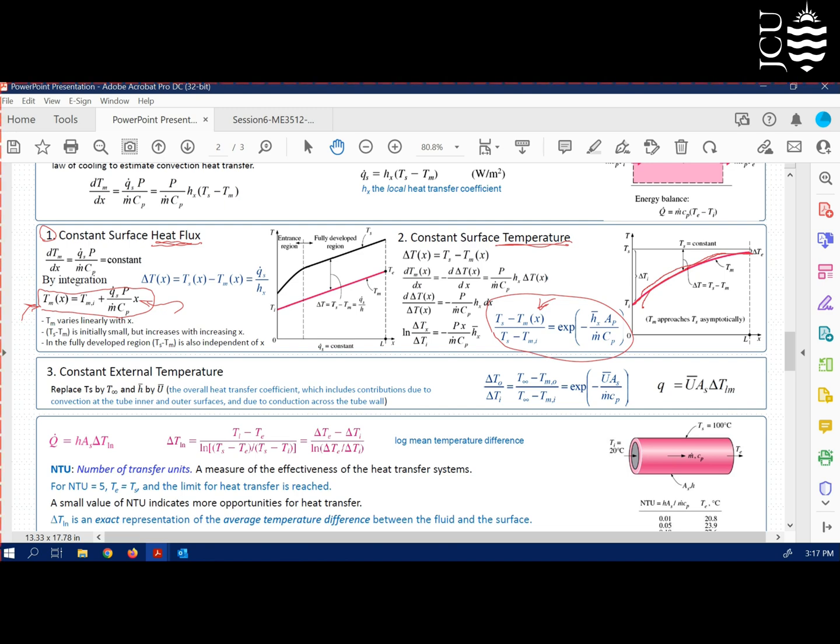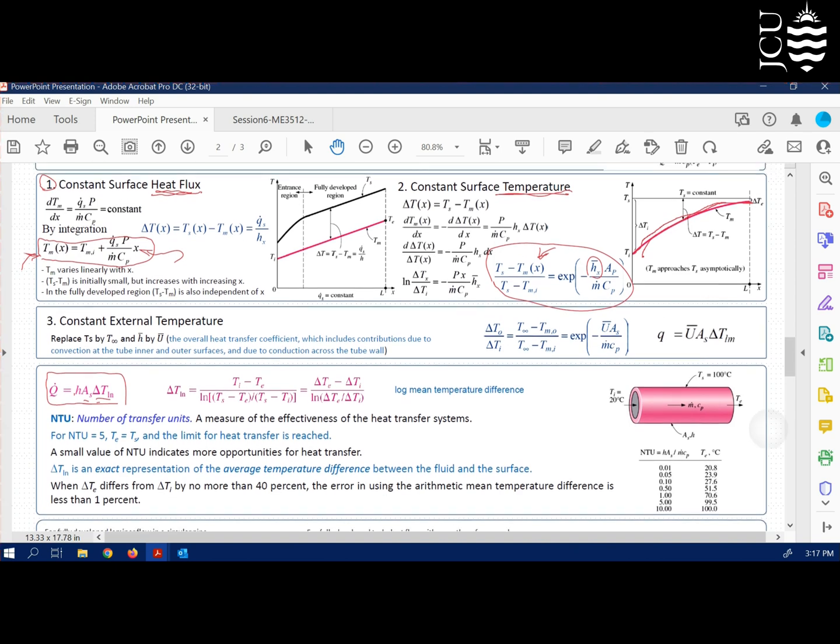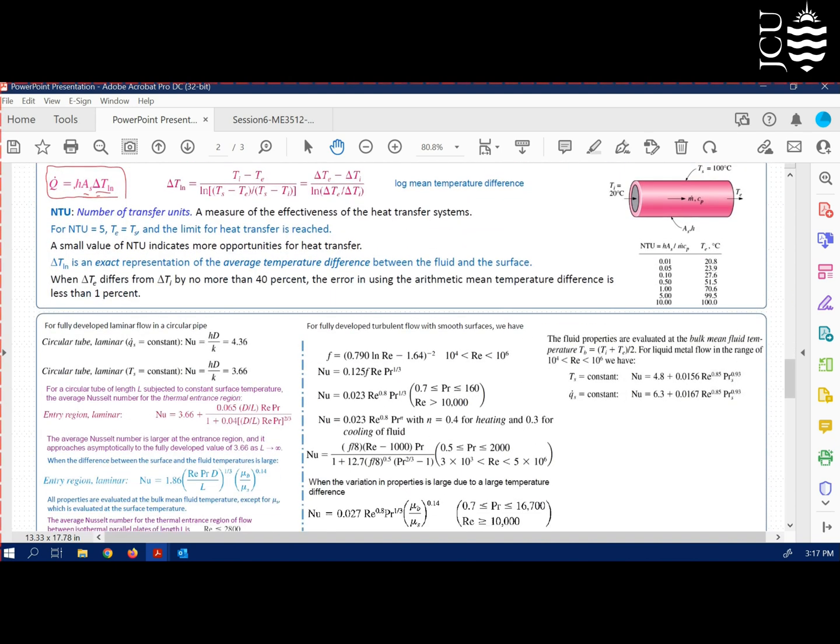If we needed to calculate h, later we need to get the heat transfer rate. So the heat transfer rate when we have a constant surface temperature is going to be h times surface area times delta T ln. Basically, it is the log mean temperature difference, and this is going to be a much fairer temperature difference whenever we have a constant surface temperature.